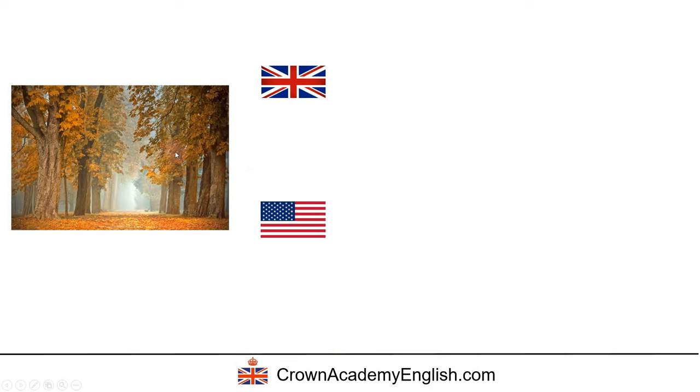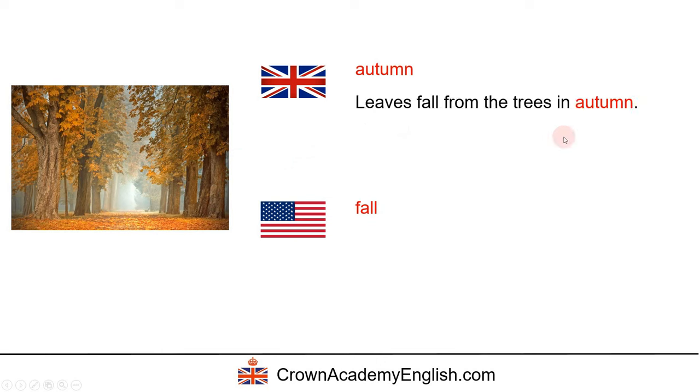So we are talking about the season, and in British English, we call this autumn. American English, fall, or the fall. British English example, leaves fall from the trees in autumn. American English example, leaves fall from the trees in the fall. In the fall. Okay?